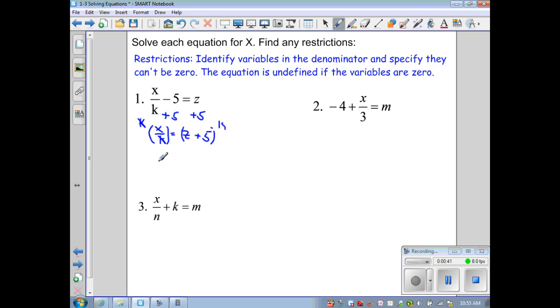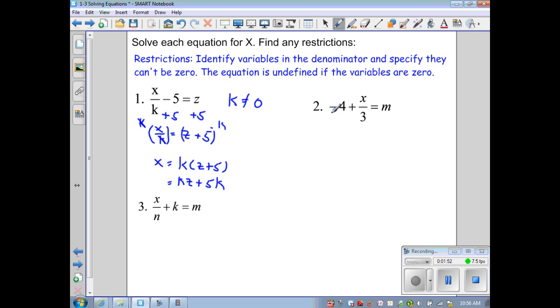The k's cancel on the left, leaving me x. And on the right, k times the quantity of z plus 5. I can also use the distributive property and get kz plus 5k, but this is simplified enough. Now we have to check for our restrictions. On our solution, we have no variables in the denominator, so there are no restrictions at the end of the problem. But at the beginning, I have a k in the denominator. And what will get k to be 0 is 0. And therefore, my restriction is k cannot equal 0.